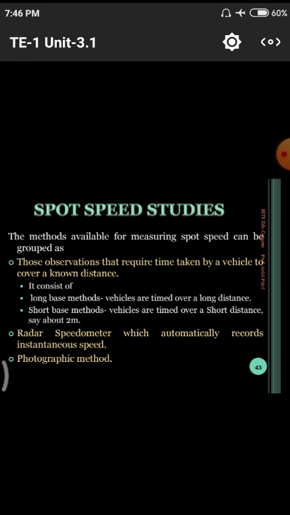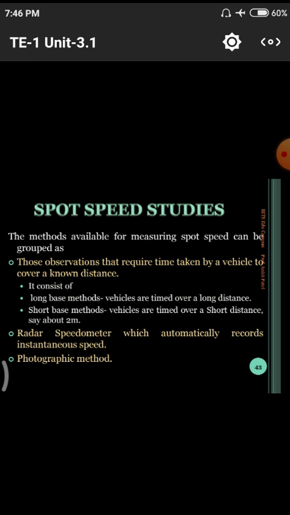Next one we have is the radar speedometer, which automatically records instantaneous speeds. That means some radar techniques. Radar means radio amplification by detection and ranging, the normal abbreviation for radar. Some radio waves and other waves are used in these radar methods to count the particular speed of the vehicle.